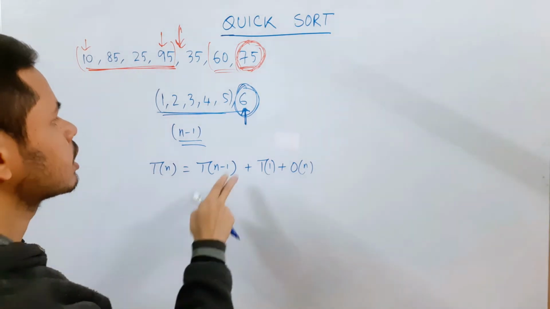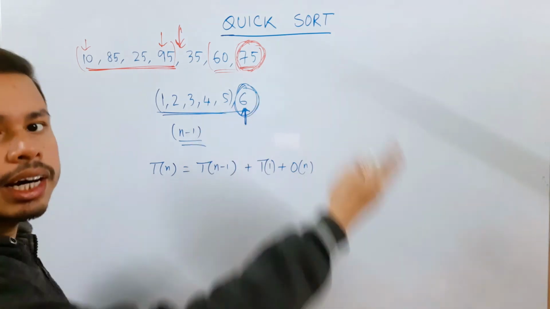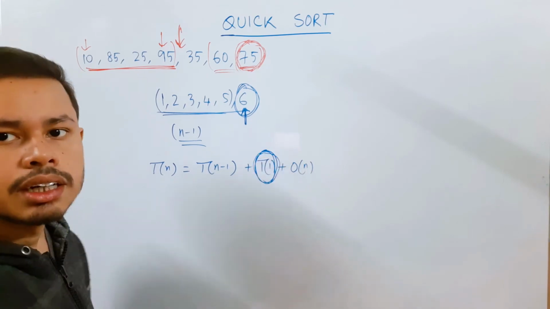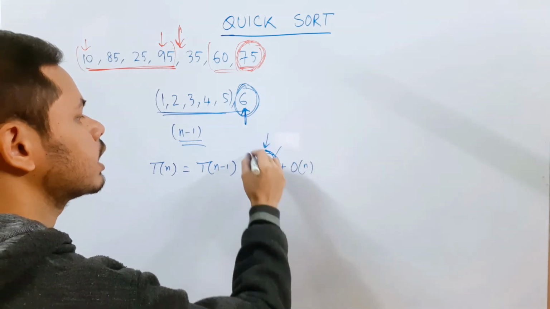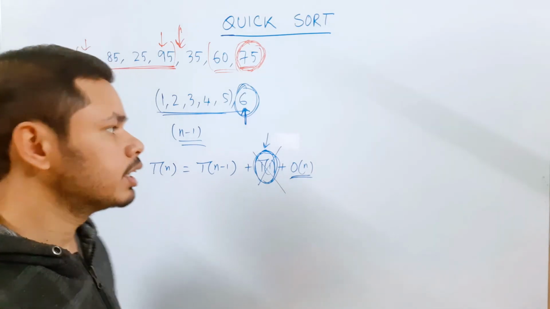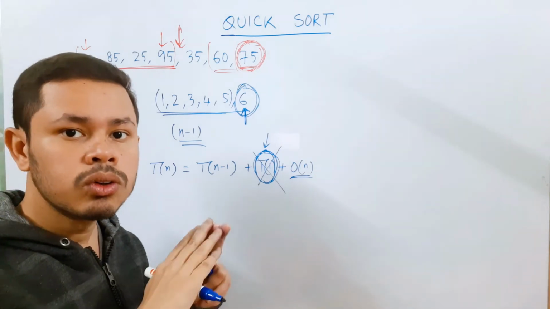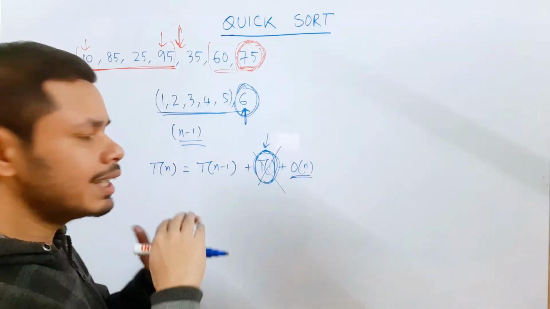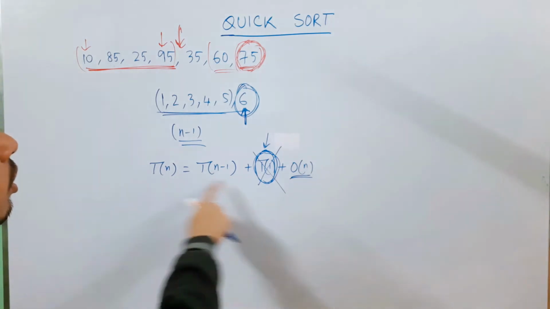So why T of 1? Because it divides the array into one half which contains n-1 elements and the other half contains one element. T of 1 is constant time because it contains just one element, so it is already sorted, and we can ignore this term. Order of n denotes the time taken by the partition method. In each step, the entire partition method will take order of n because it needs to look at all the elements in the array. So whatever the partition divides, in each level the partition method will always take order of n.